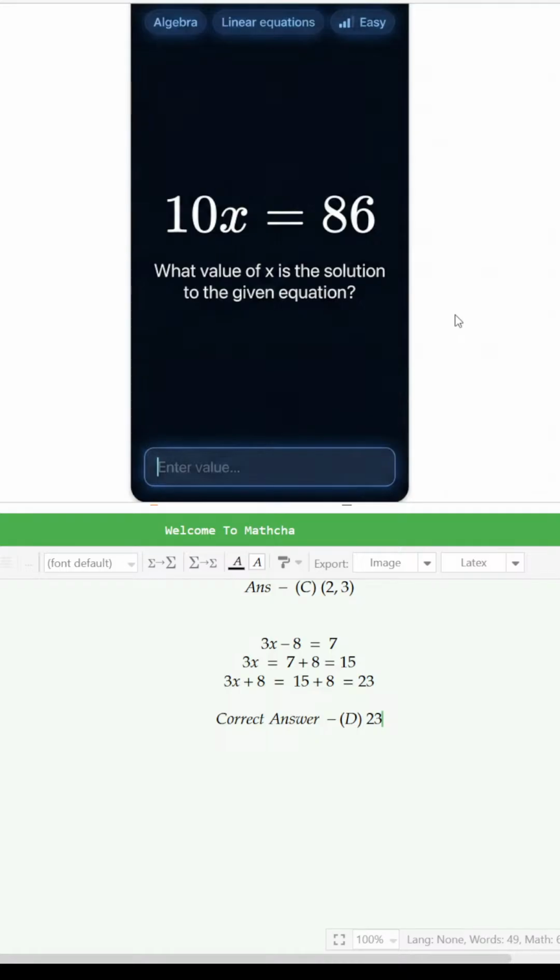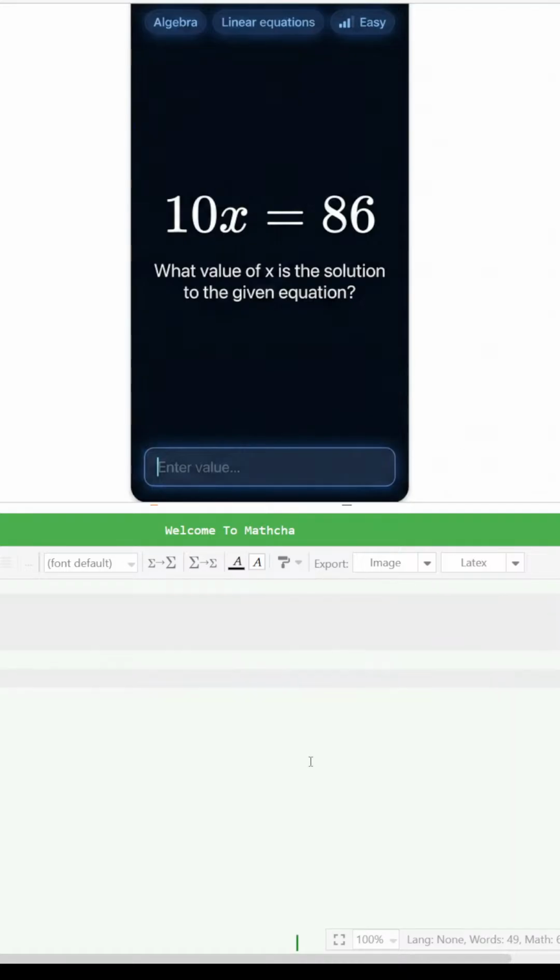Now we are given this equation where 10x is equal to 86. We are told to find the value of x in this equation. That is a linear equation and a very straightforward one. So you just write 10x is equal to 86. That gives us x is equal to 86 divided by 10, that is 8.6. So 8.6 is the correct answer.